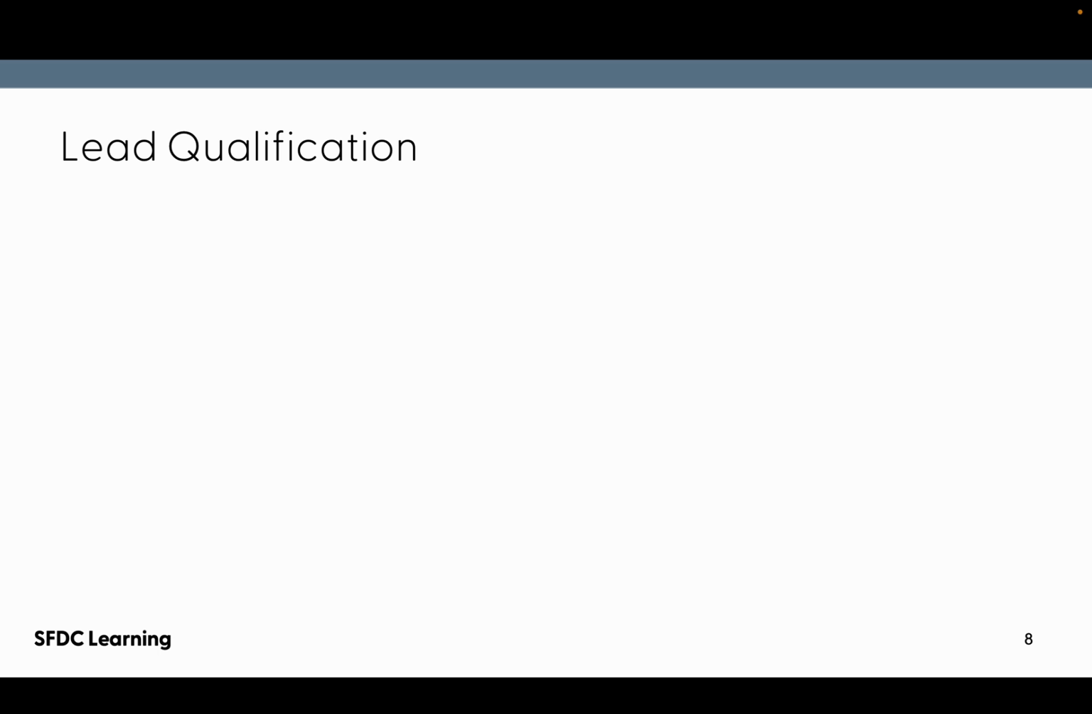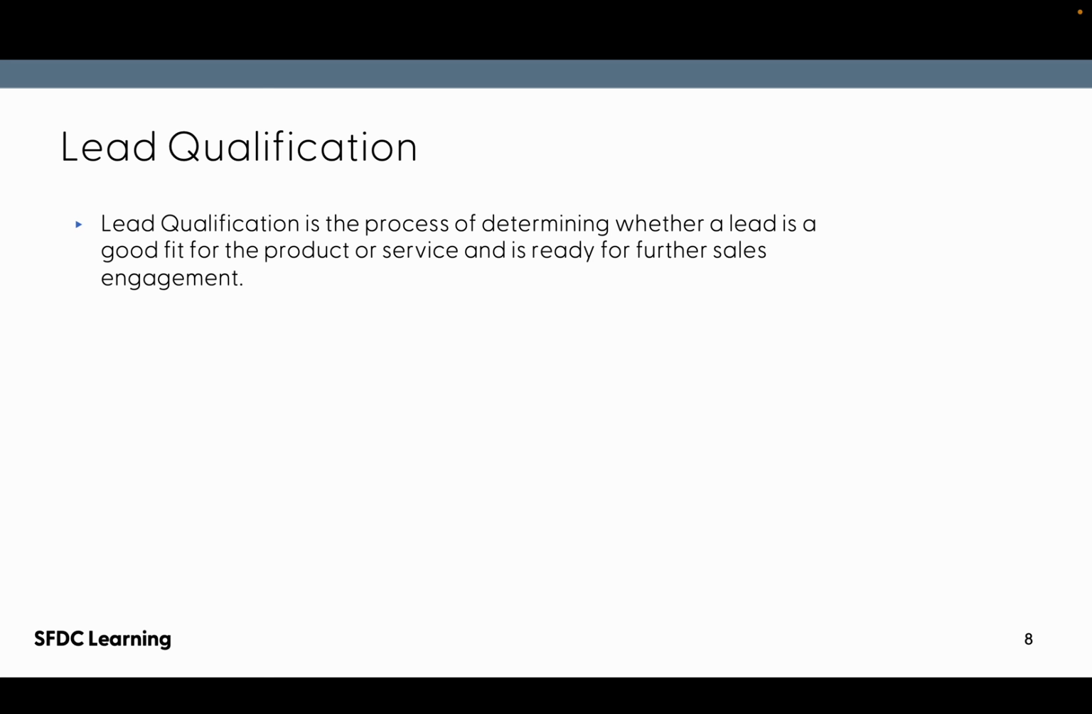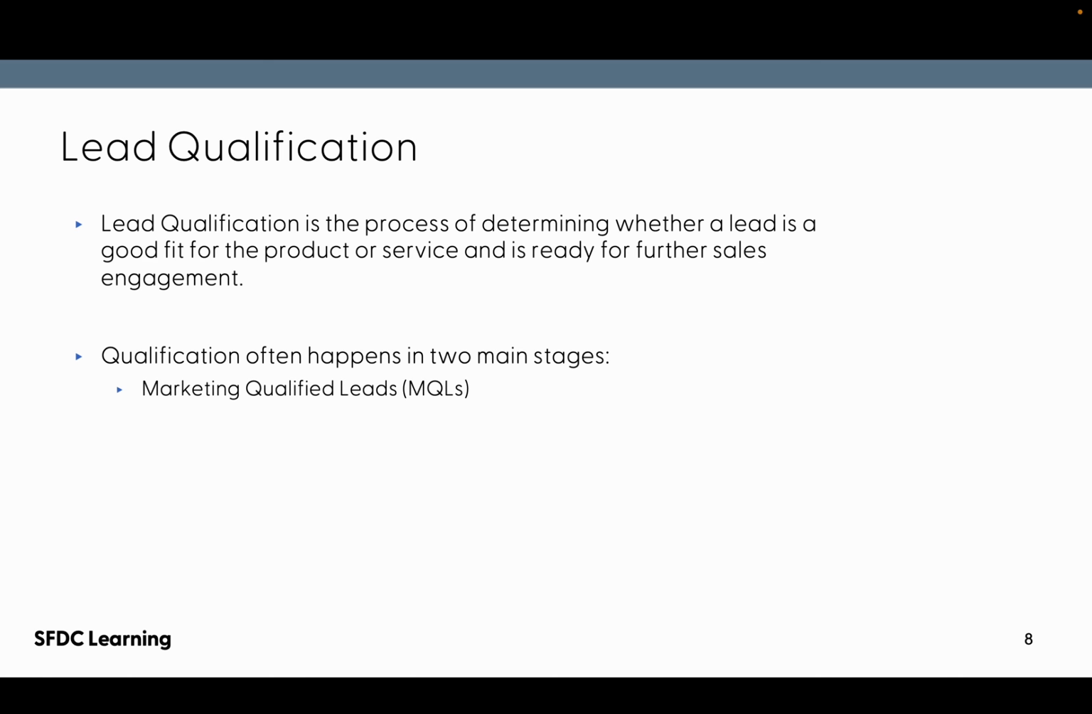Now let's go to lead qualification. How do you qualify the lead? Lead qualification is the process of determining whether a lead is a good fit for the product or service and is ready for further sales engagement or not, right? Qualification often happens in two main stages. The first is marketing qualified leads, which we call MQL. So let's say a marketing person reached out to you, right? And you are very well interested in that particular product or thing, right? Then the marketing person will mark your lead as MQL. That means this is now marketing qualified. Marketing has qualified this lead.